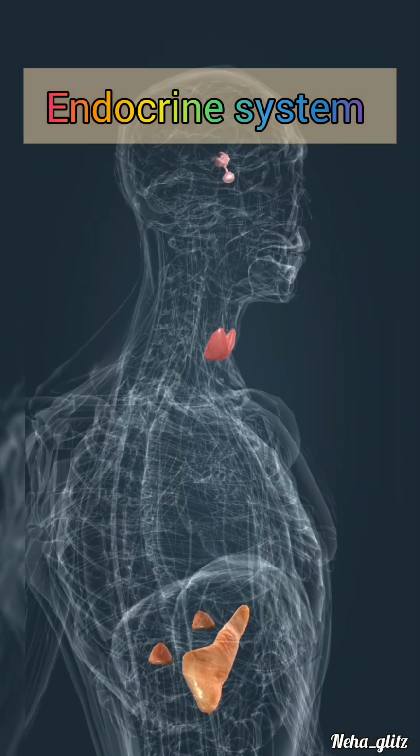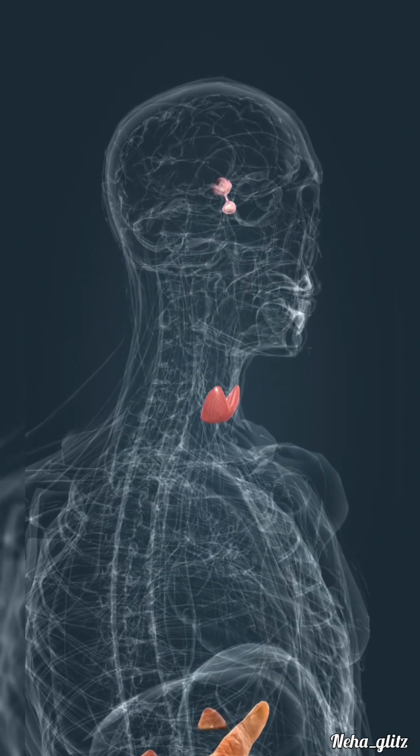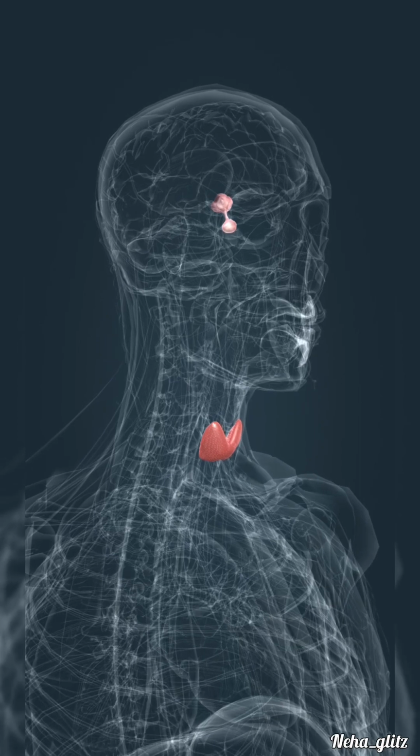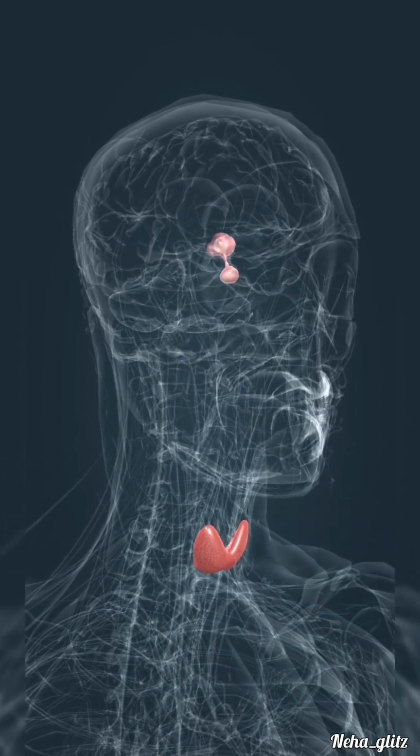Hormones are produced by the glands of the endocrine system. Adrenaline is secreted by the adrenal gland, insulin by the pancreas, and thyroxine by the thyroid gland.